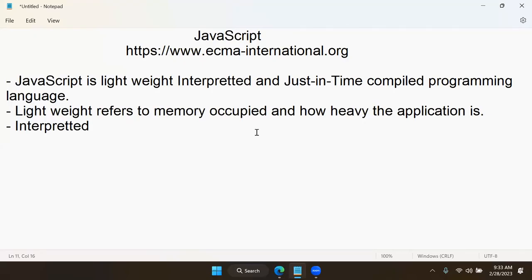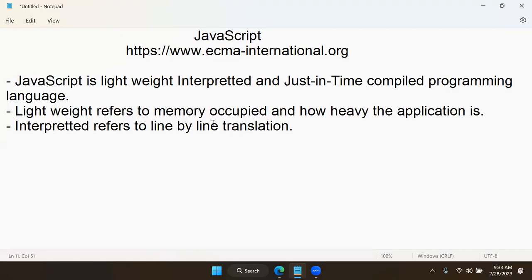Interpreted refers to line by line translation. That means a program is translated line by line. If a program is translated line by line, we call it as what? Interpreted. That means programming languages can translate line by line or the entire program at a time.